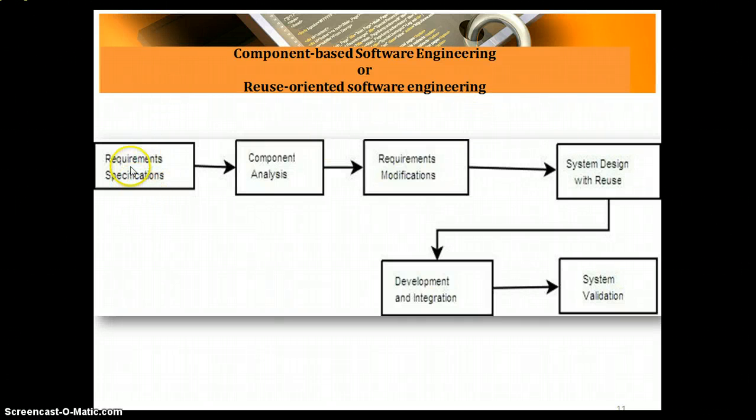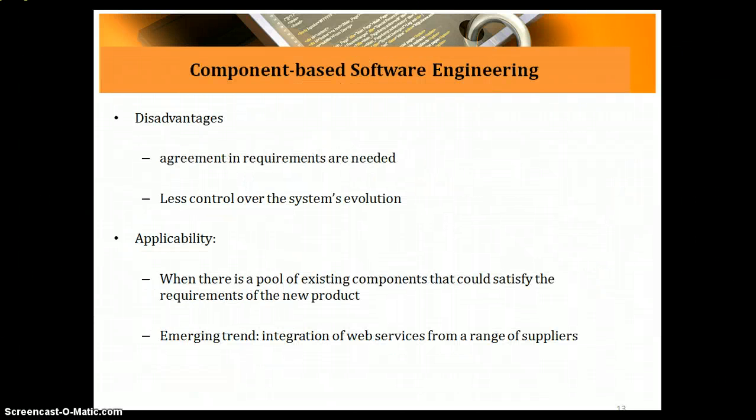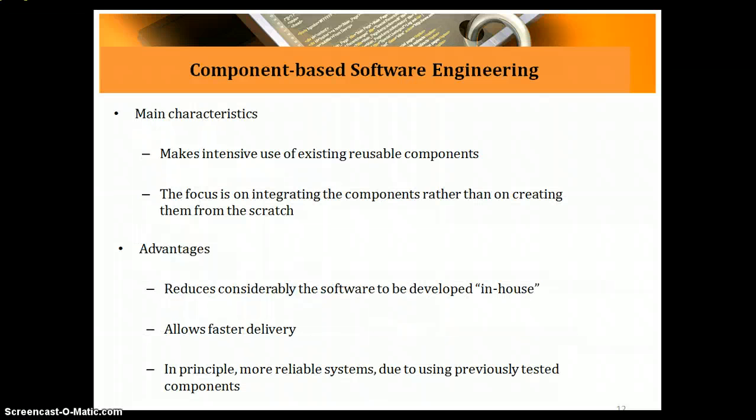It starts with the requirement specification. Then the main part is component analysis. That means you check whether the components you have are fully adjustable with the current requirements or not. Based on that you have to modify your requirements. After that, in system design with reused components, you design your system. Then development and integration, and at last system validation. In the system validation phase, you check whether each and every feature, function and performance requirement is met or not. So this is the reuse oriented software engineering process model. Read these materials on your own, and the best thing would be to read the book for this one.